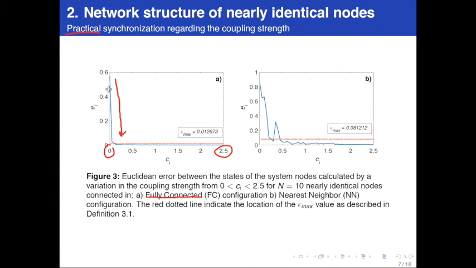Now, an average of all these values in the simulation will be taken in order to determine the value of epsilon sub index max. This value will determine if the nodes in the network are practically synchronized when the error between them falls beneath this value. Similar considerations are given for the nearest neighbor connection. Notice only that the Euclidean distance falls for greater values. In this case, for a fully connected network, we have 0.01 approximately, and for a nearest neighbor, we have 0.08.